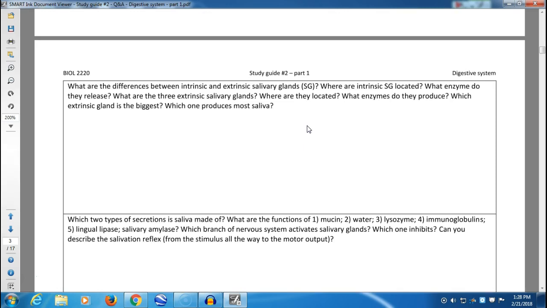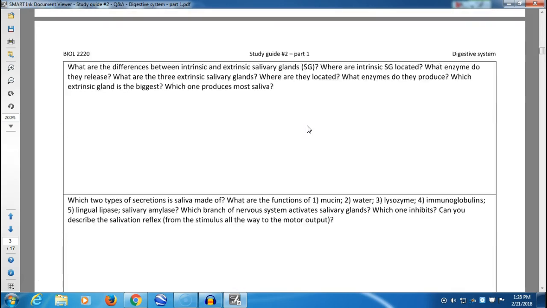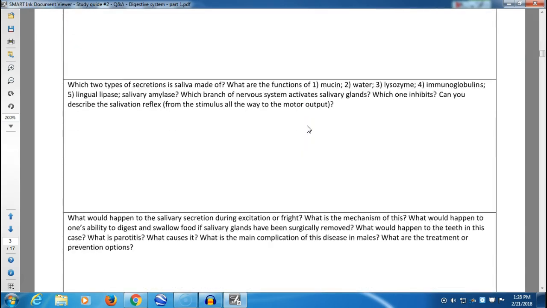3 extrinsic salivary glands. Yes, they can be on the anatomy exam. Parotid, sublingual, submandibular. Parotid is the largest. 2 types of secretions that saliva is made of: mucus and serous, right? Mucous is mucus, and serous is watery. Mucin, sticky stuff. Mucin is sticky.